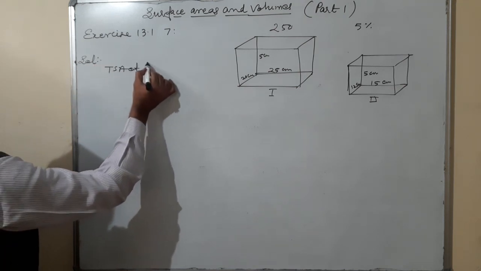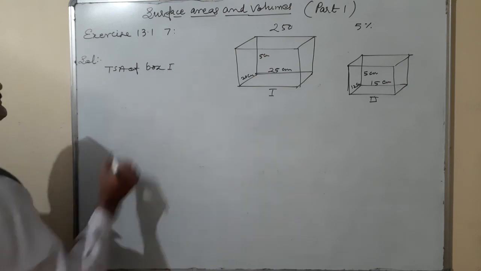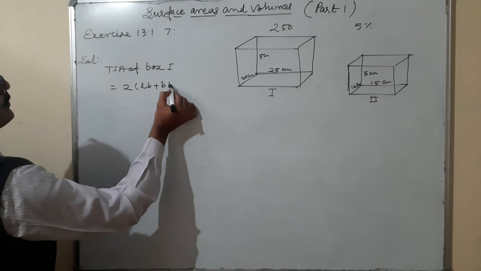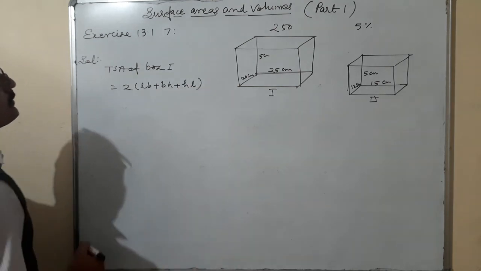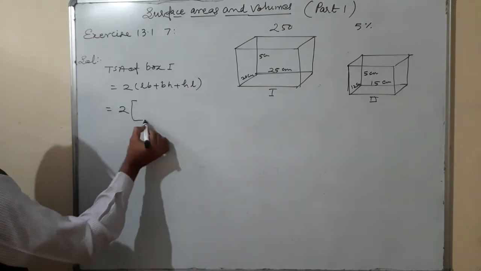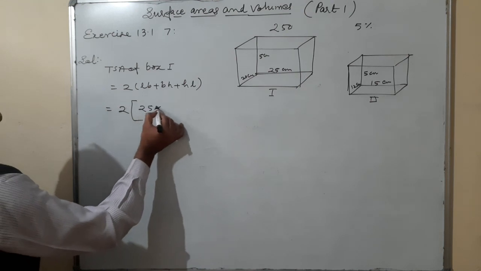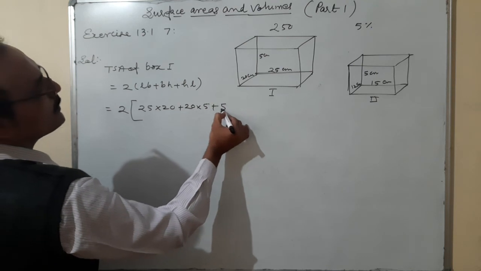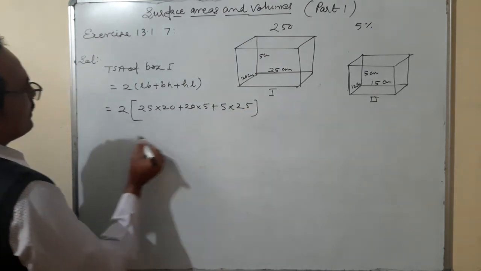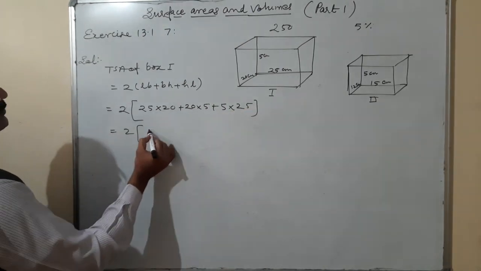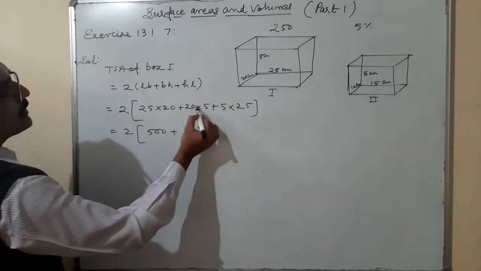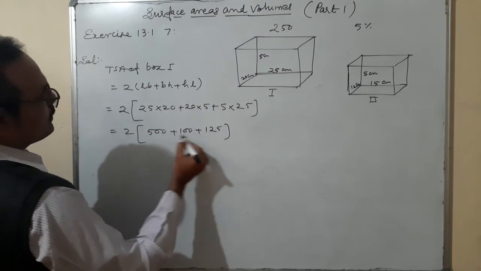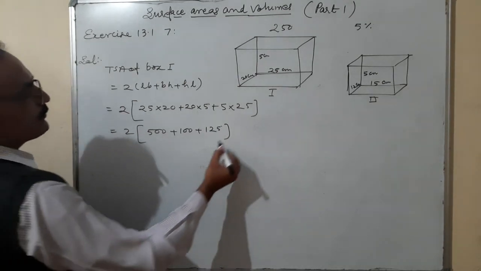TSA of box 1. Okay. 2LB plus BH plus HL. The result is coming 2LB: 25 into 20 plus 20 into 5 plus 5 into 25. Okay, so that means it is coming 25 twos are 50, 500 plus 100 plus 125. 500 plus 100 is 600, 725.